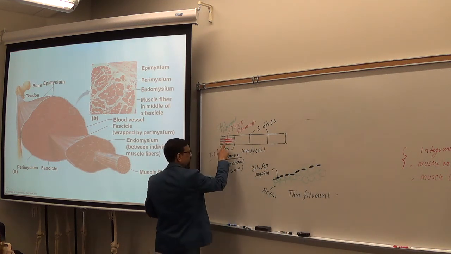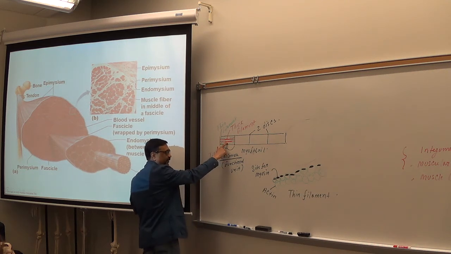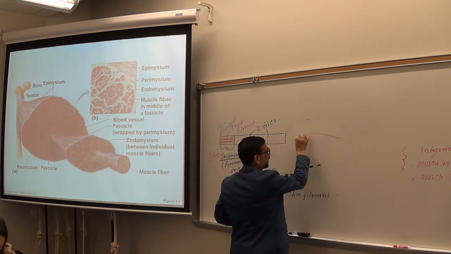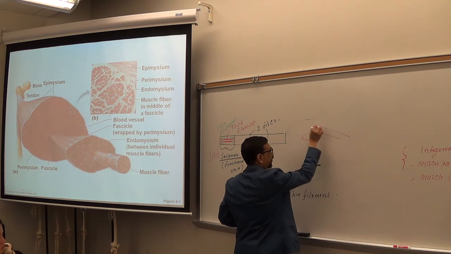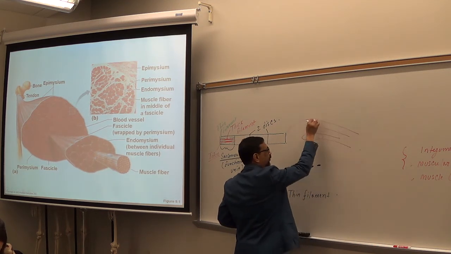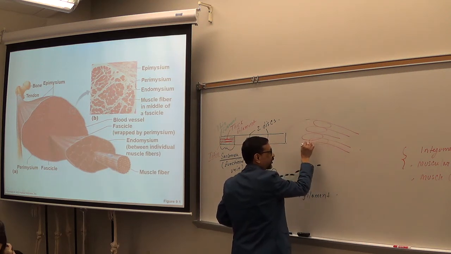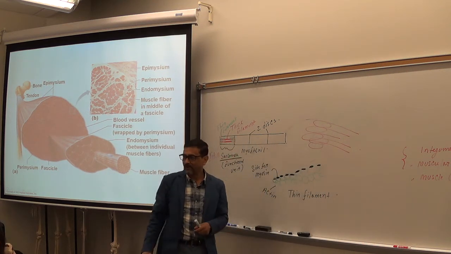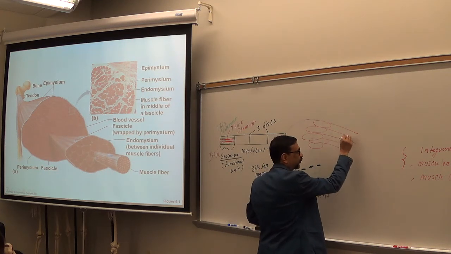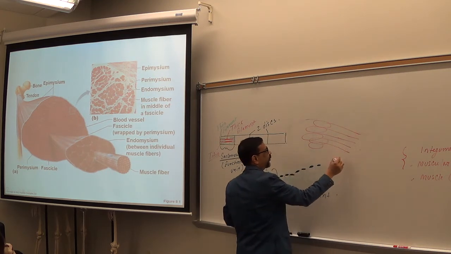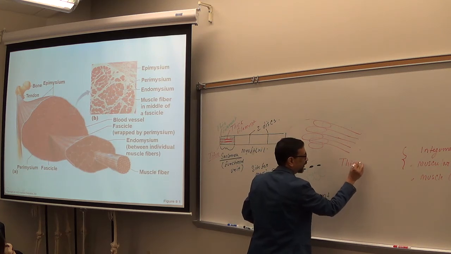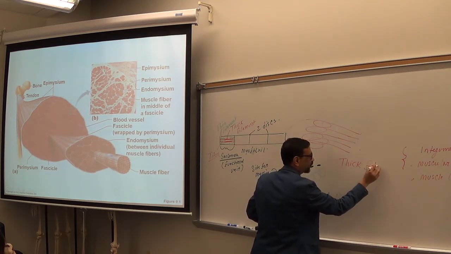Now we will see the structure of a thick filament, the red one. The thick filament is formed by a number of golf club-like structures. Have you seen a golf club? Okay. So many golf club-like structures are bundled together to form the thick filament. So this is the thick filament.